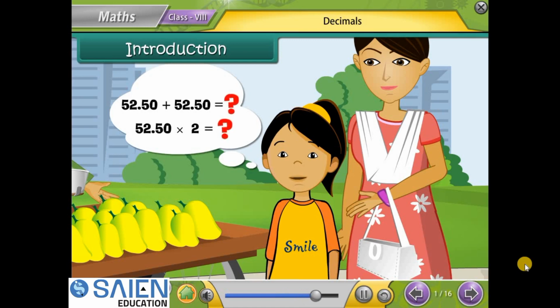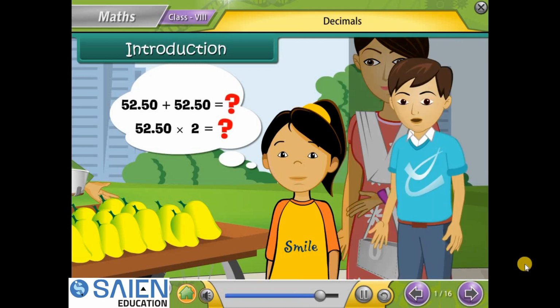These are decimal numbers. Friends, can you help Sonia in finding the total amount? Come, let us seek the answers of such questions in the module Decimals.